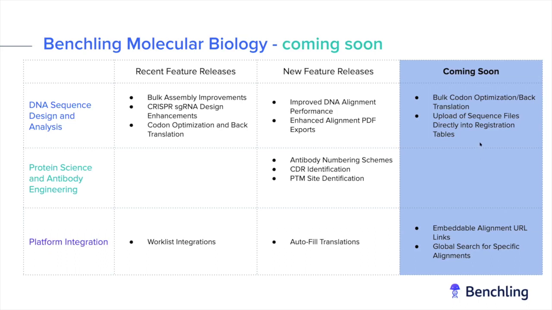In addition to these alignments changes, we're also going to be extending our codon optimization and back translation tool. We actually just recently added the ability to detect and avoid hairpin structures. And we're also going to be extending this to be able to function in bulk so that you can bulk codon optimize or bulk back translate a number of different amino acid or protein or DNA sequences in a single go.